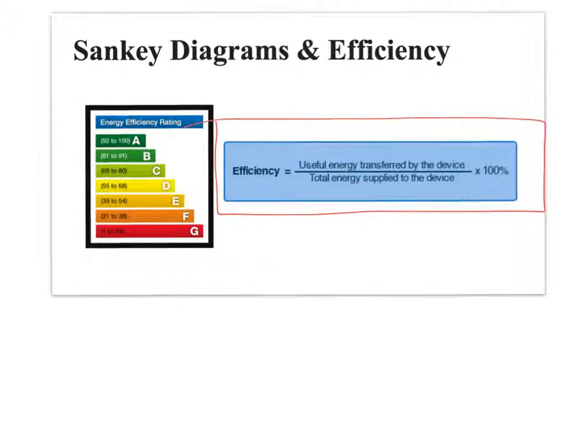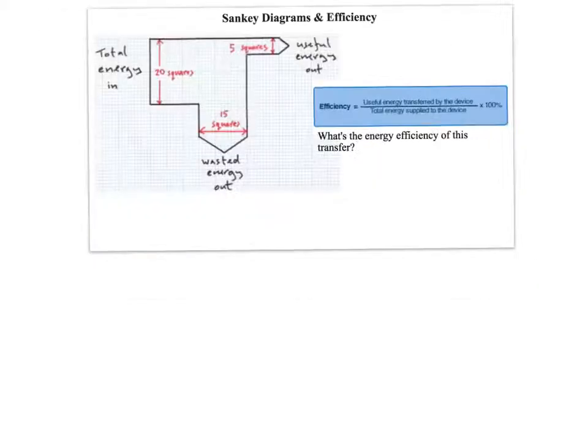So if that's like a light bulb, the useful energy is going to be the light, and that will be divided by the total amount of energy that you put into the device in terms of the electrical energy. Anything else, like the heat that it makes, is going to be waste and will detract from its efficiency. So the less efficient it is, the lower its rating. So let's take a look at some questions in relation to this.